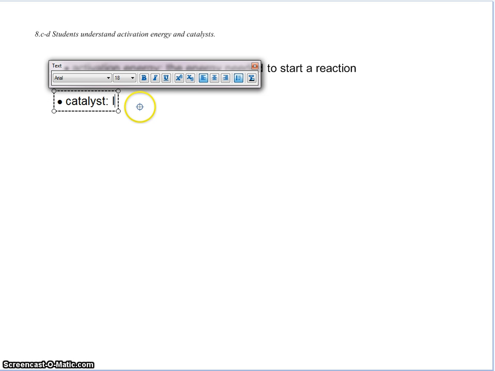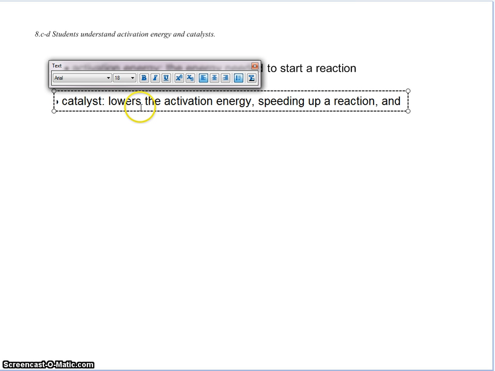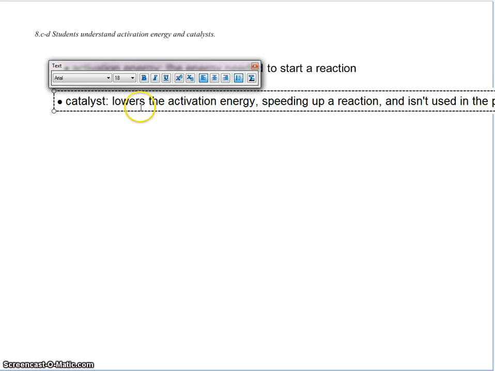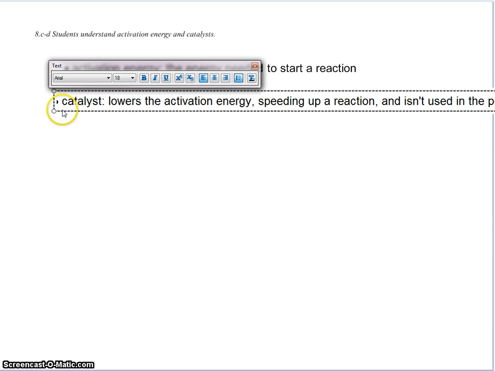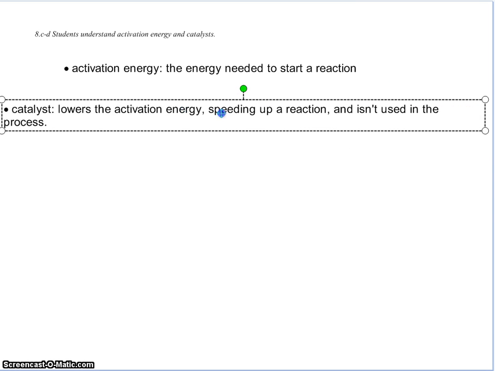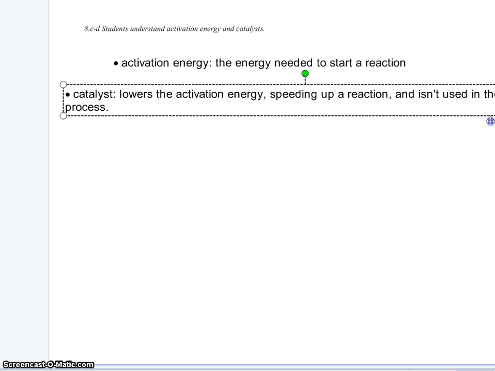So what's a catalyst do? A catalyst lowers the activation energy, speeding up a reaction, and isn't used in the process. So it's not a reactant, it's not a product, it's not used in the reaction.